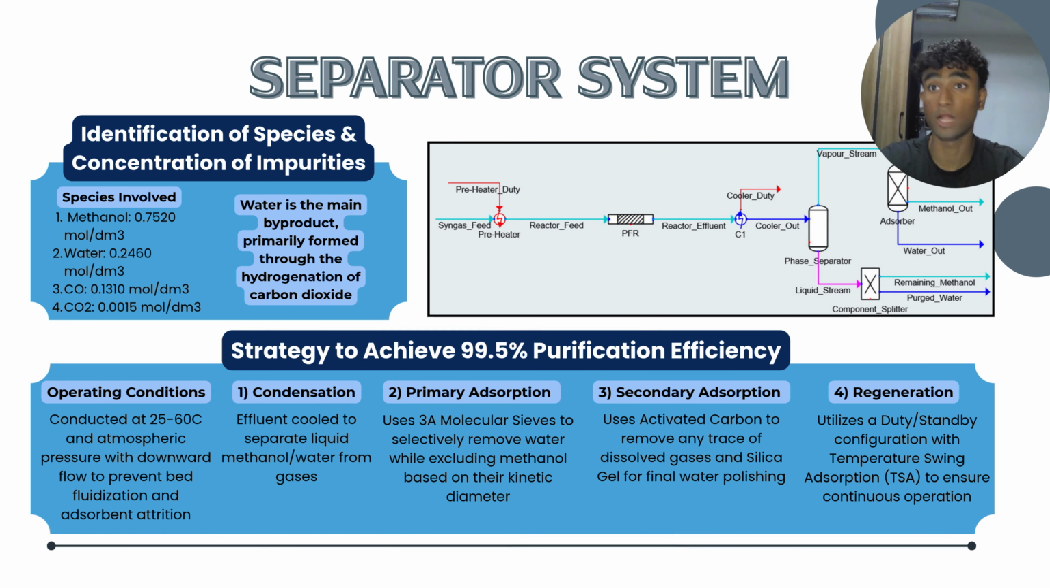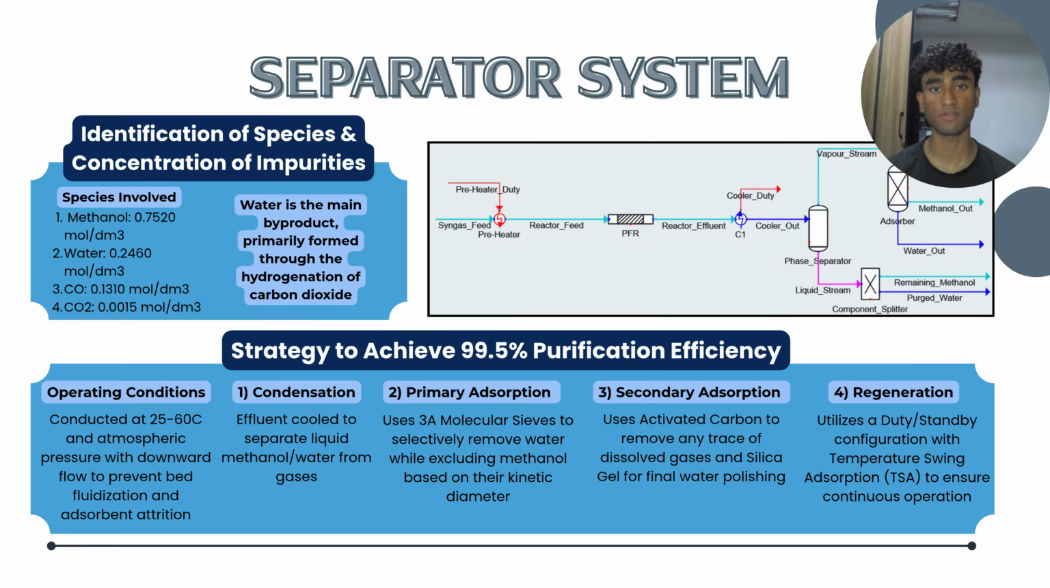Good evening, I'm Nivnat and I'll be talking about the separator part of a methanol synthesis system. First off, in our system, we have methanol, water, carbon monoxide, and carbon dioxide. However, water is the main byproduct, primarily formed through the hydrogenation of carbon dioxide. And our strategy to achieve the purification efficiency is to conduct the synthesis at 25 to 60 degrees Celsius at atmospheric pressure with a downward flow.